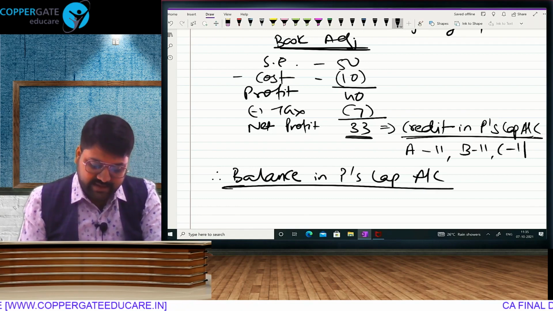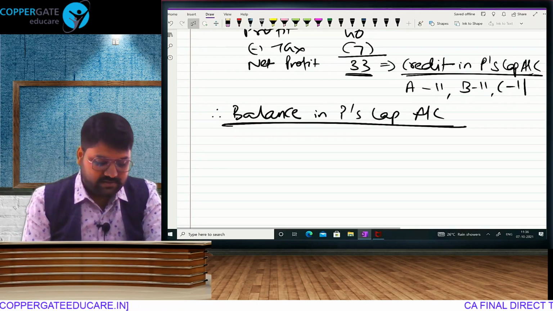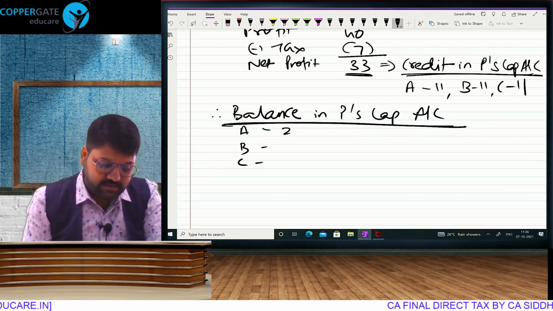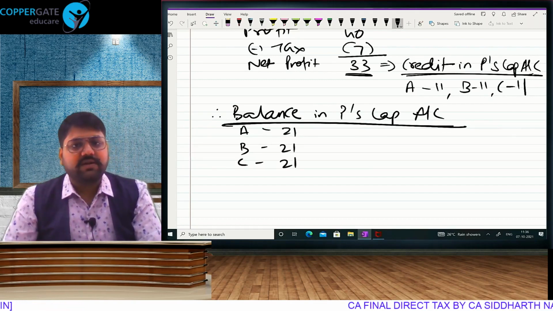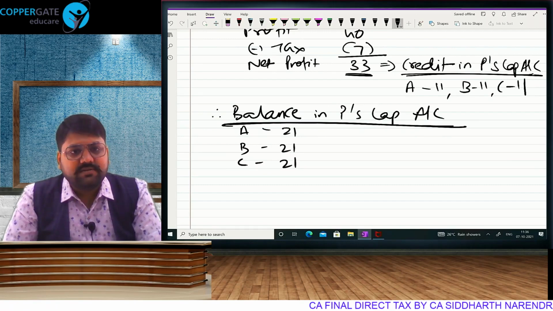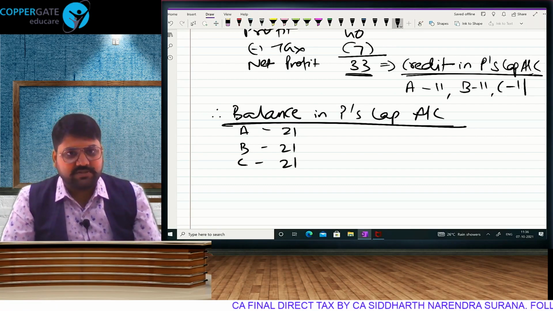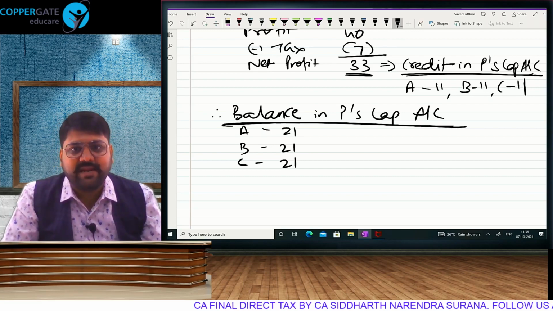What was the balance in partners capital account when we started the story? But now it is going to be changed. Do you agree with this? Because this is the adjustment as per books of accounts. By the way, we are not interested in the capital balance of B and C.